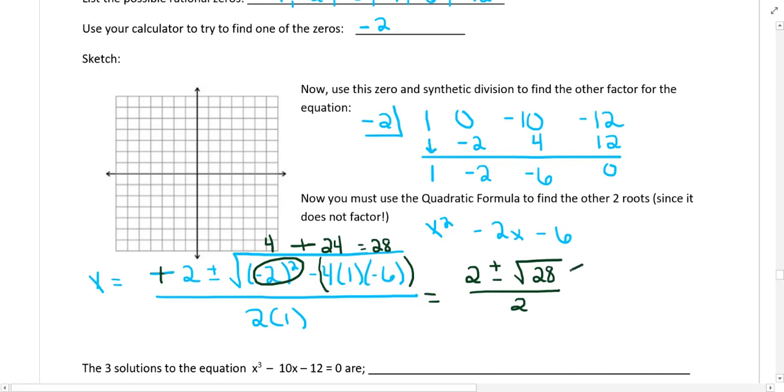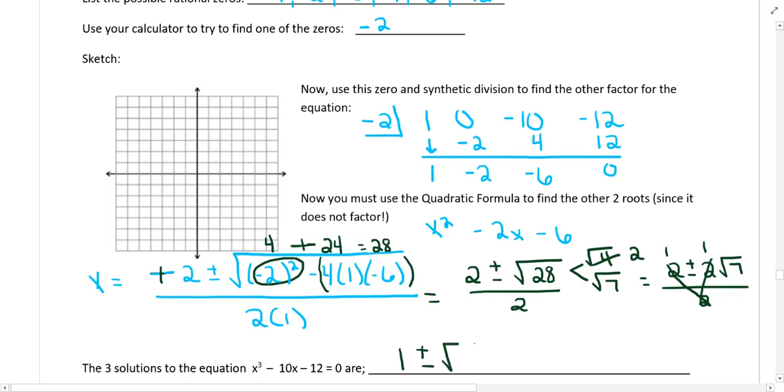28 does have a 4, which is a perfect square that can go into that. So I split this into 4 times 7. Take the square root of 4, which is 2. So this becomes 2 plus or minus 2 radical 7 over 2. Then simplify. 2 divided by 2 is 1. 2 divided by 2, 1. So this becomes 1 plus or minus 1 radical 7. You don't need to write that 1 in front. And then you have your other 0. Don't forget about that up here.